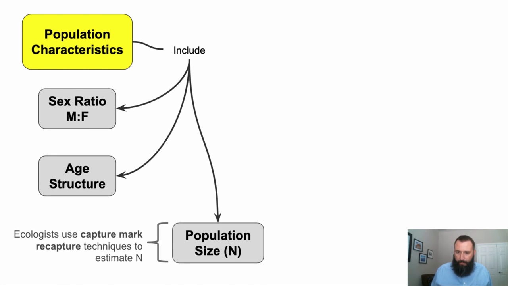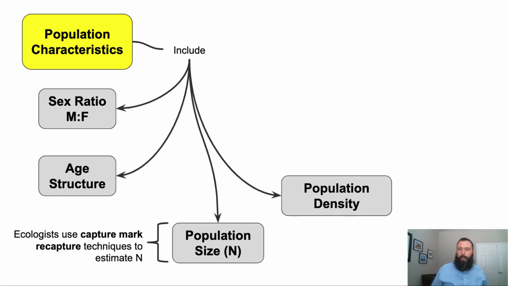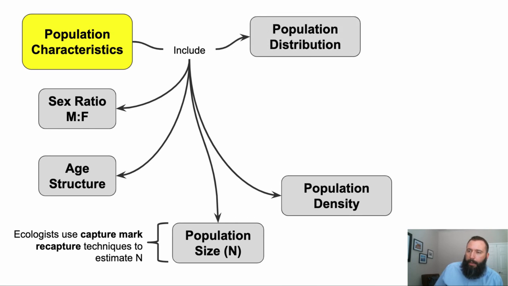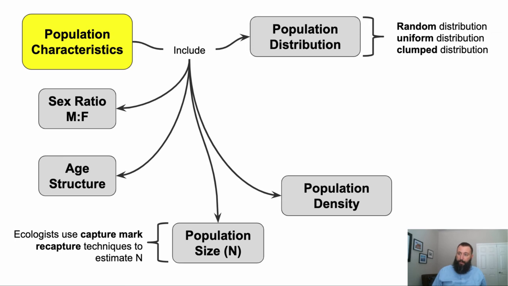Population size can be estimated by a process called capture, mark, recapture techniques. They can be used to try to estimate the size of a population. And I'm trying to work on a simulation that we can do in class to kind of do this process to see what it's like. Population density refers to the number of individuals per unit of area, and we'll talk about that in a moment too. Population distribution, the way that individuals within a population are distributed throughout the ecosystems, is also something that's important.